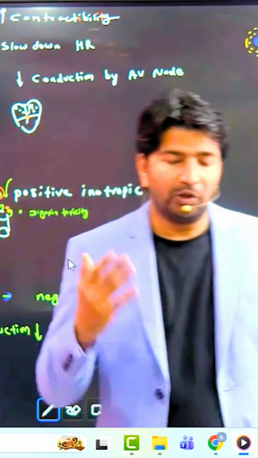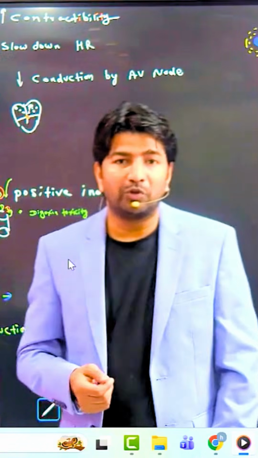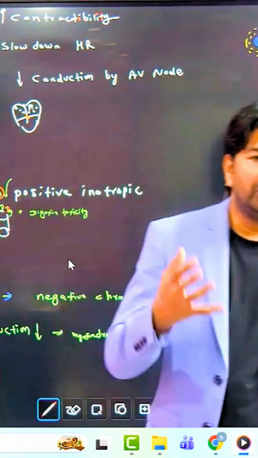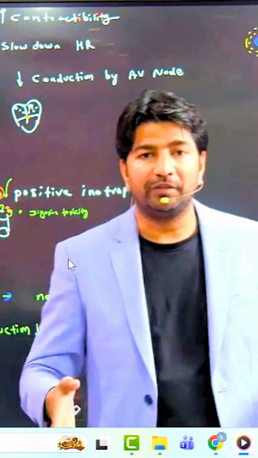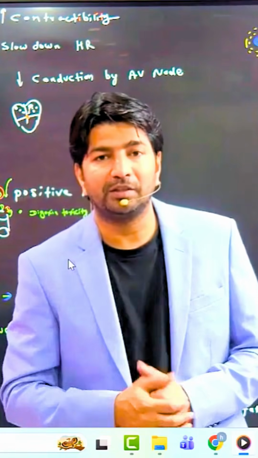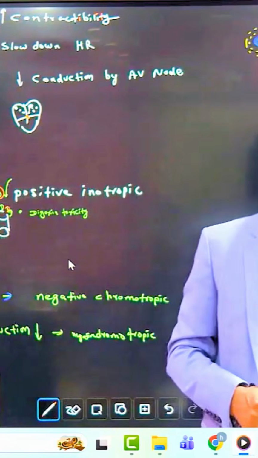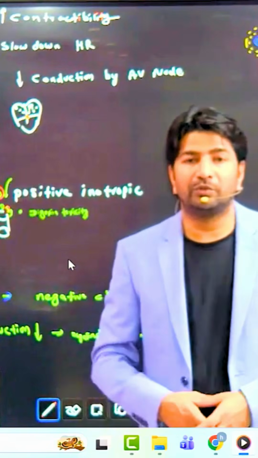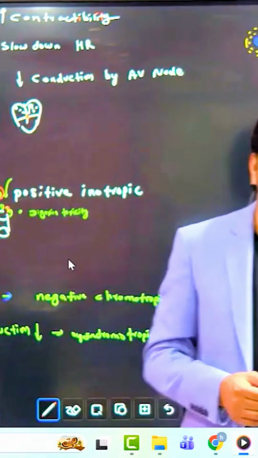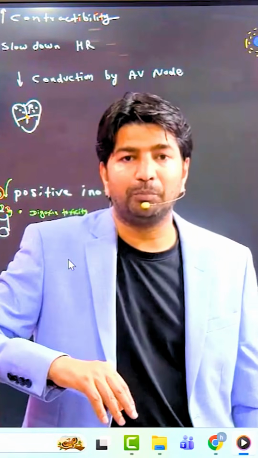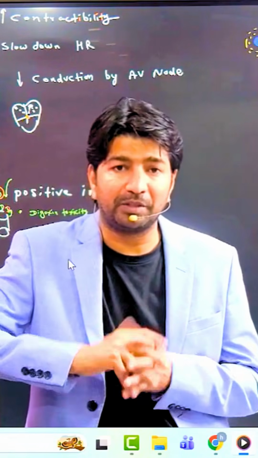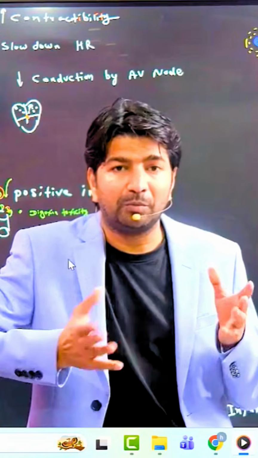Digoxin is also known as a negative dromotropic drug because it reduces the impulse conducted from the AV node down into the ventricles. In other words, it slows down the conduction of impulses. The term dromo is used to refer to conduction, and since it reduces it, we call it a negative dromotropic drug.